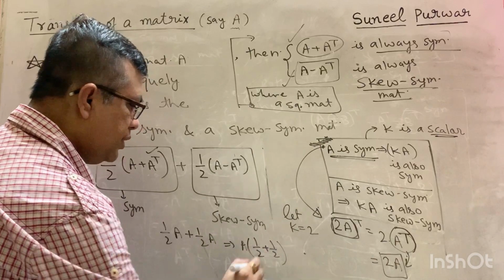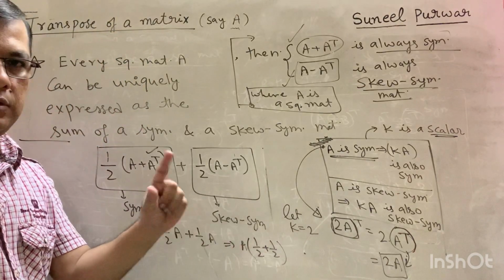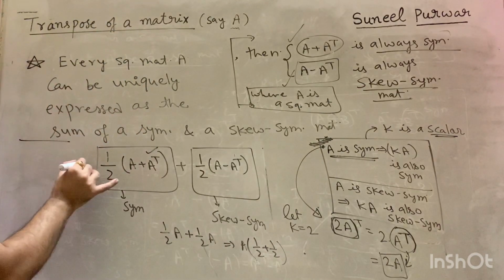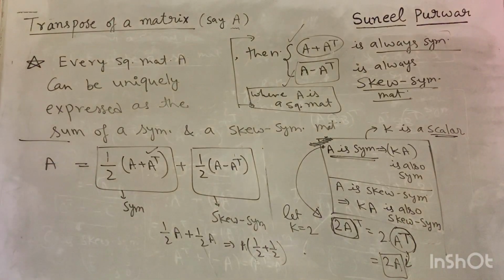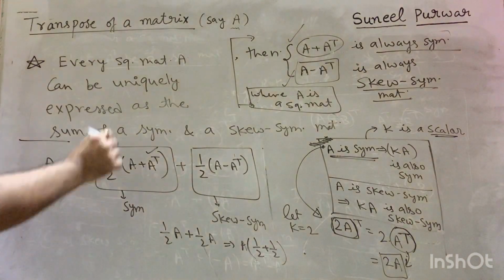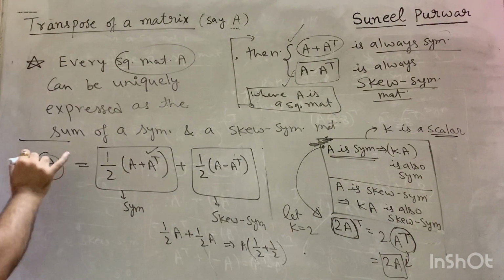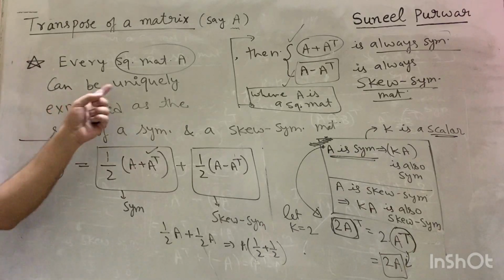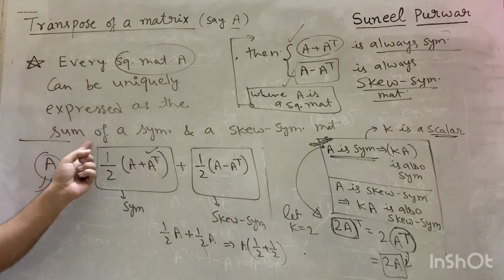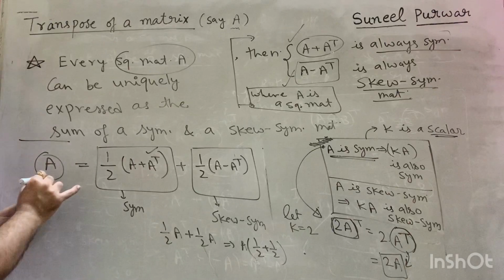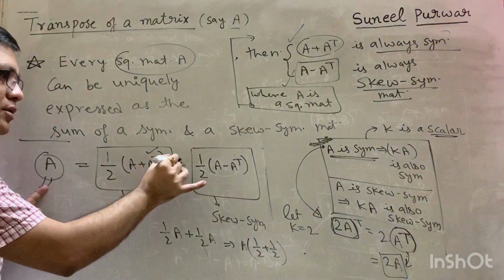Half plus half means 1 times of A. 1 times of A means A only. Okay, so this value is nothing but equal to A. So that's the result. You see, every square matrix A, take any square matrix A, it can be uniquely expressed as the sum of a symmetric matrix... so you see, I have expressed A as a sum.